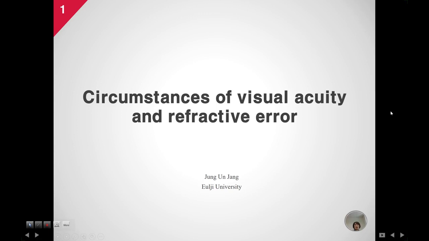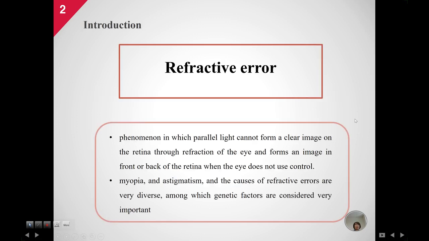Everyone, let's start the presentation now. Today's topic will be visual acuity and refractive errors. Let's look at the refractive error first of all.